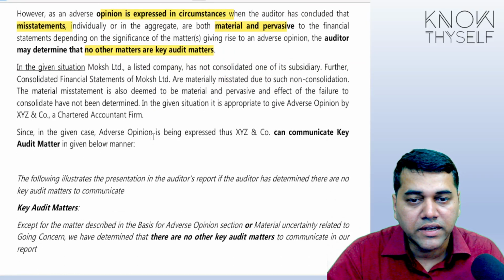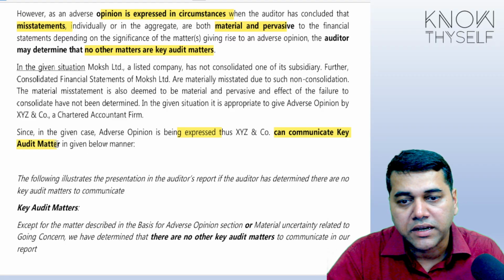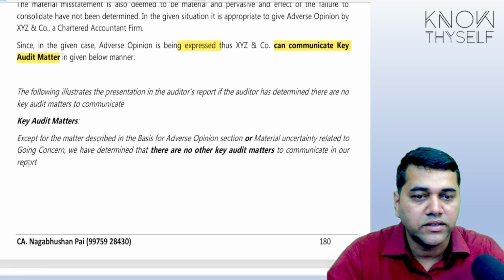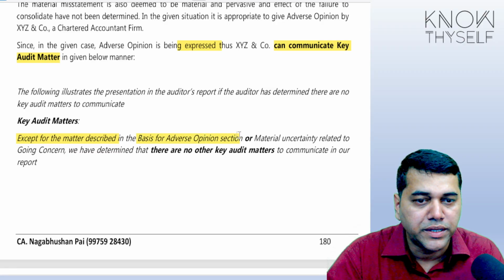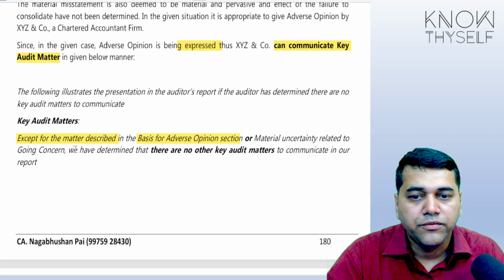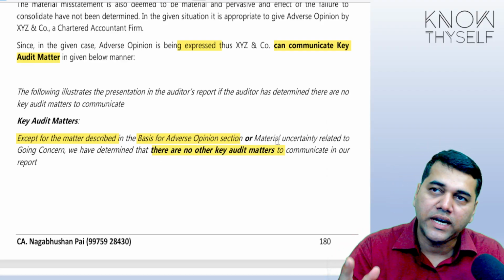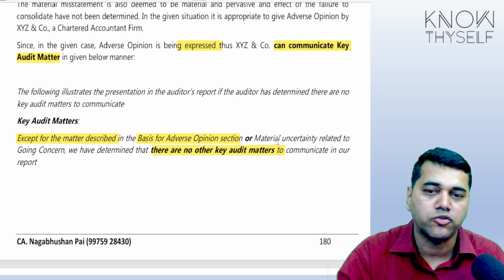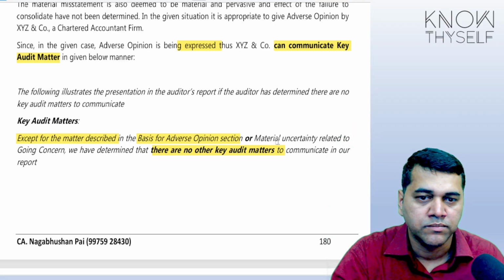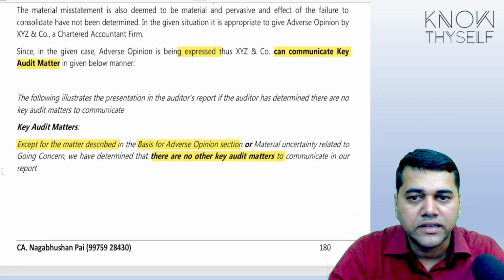So, since in the given case an adverse opinion is being expressed, he can communicate key audit matter in the manner given below. So what is it that he will tell? Except for the matters described in the basis for adverse opinion, we have determined there is no other key audit matter. That means you don't explain everything again. You can tell that, look, if any key audit matter is there, that is all about my adverse opinion. So please refer to the basis for adverse opinion. Again, you need not repeat all these things here. So this is how you can write the answer.